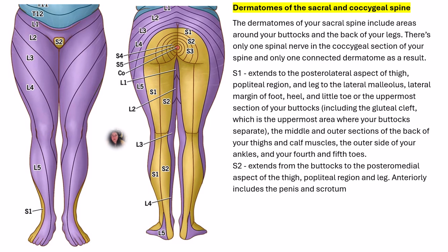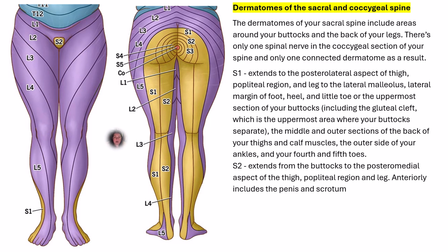All right, dermatomes of the sacral and coccygeal spine. So the dermatomes of your sacral spine only really include areas around your buttocks and the back of your legs, although it does cover your heel and a little bit of the dorsal aspect of your foot. There's only one spinal nerve in the coccygeal section of your spine and only one connected dermatome as a result, because there's only one little spinal nerve pair there. So let's talk about S1.